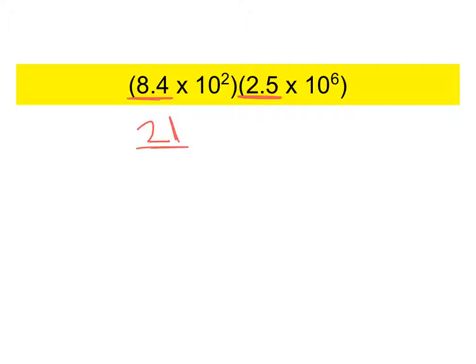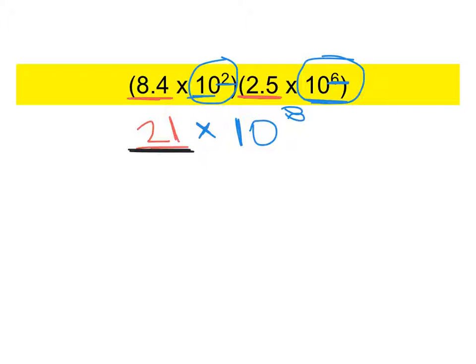That's our first number. Now for our exponents, which both have the same base of 10, because we're multiplying, we're going to keep our base, which is 10, and add our exponents. So for our 21, we would multiply that, to write this in scientific notation, times 10 to the 2nd power plus the 6th power, which is 10 to the 8th power. Now we're almost done, but remember that this first number to be in scientific notation needs to be between 1 and 10. 21 is larger than 10.